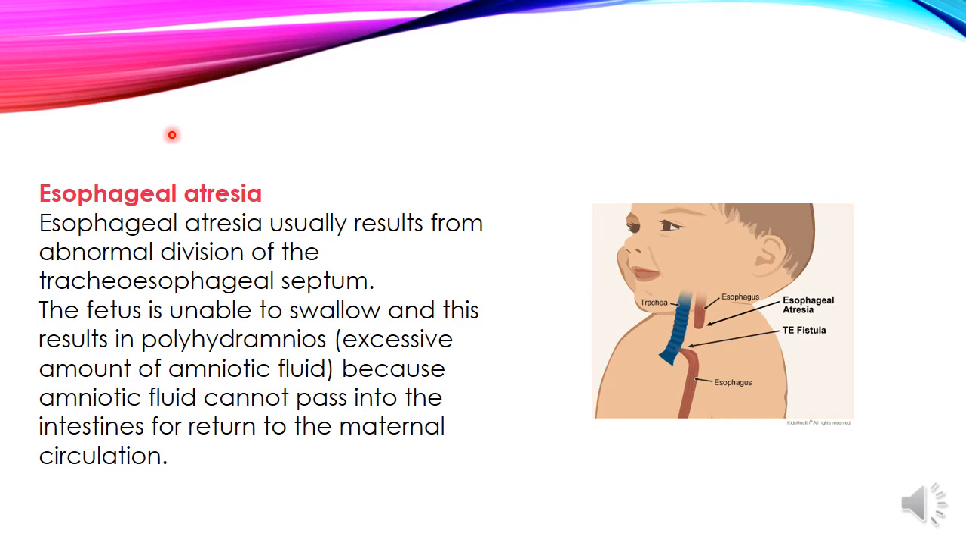Now we are going to mention some abnormalities that occur during development of the gut. For example, oesophageal atresia usually results from abnormal division by the tracheoesophageal septum. The fetus suffers from difficulty in swallowing. This results in polyhydramnios, or excessive amount of amniotic fluid, because this fluid cannot pass into the intestine for return to the maternal circulation. You can see the blind end of the oesophagus. This is oesophageal atresia. This is the tracheoesophageal fistula.